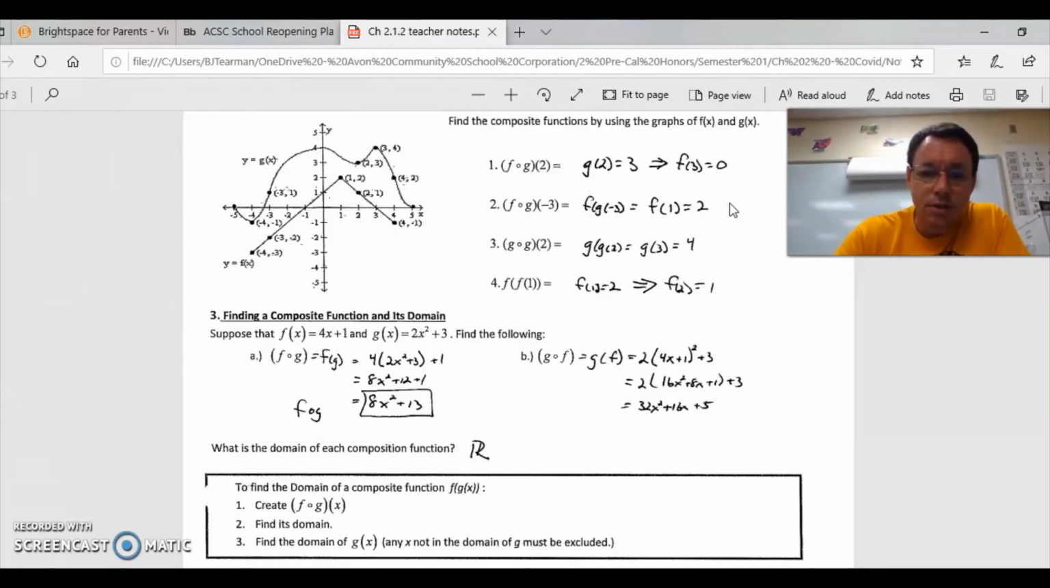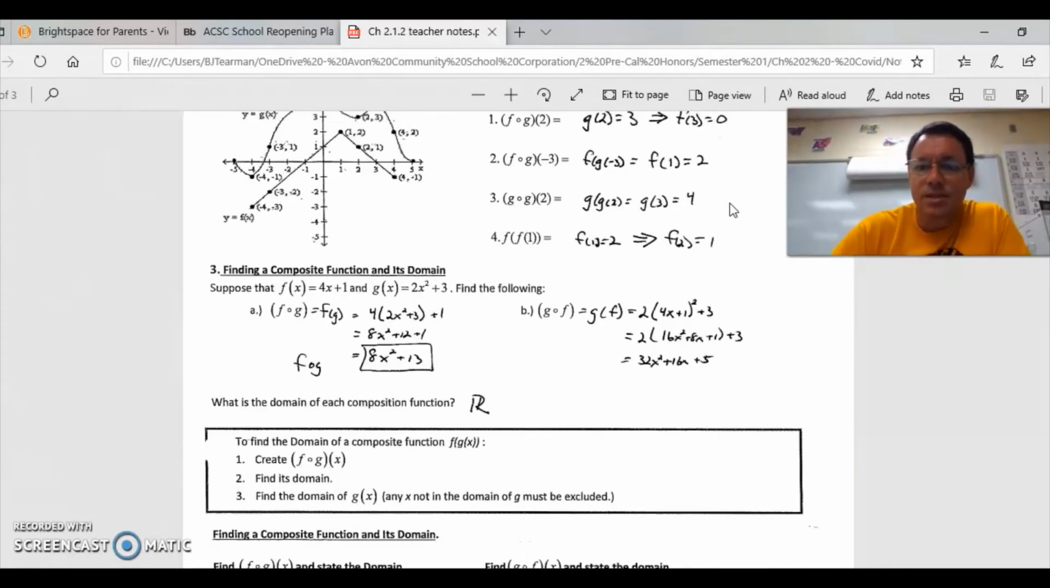Now, you can also create a composite function. Just like you can add two functions together and create a new function called f plus g, you can also create a composite function. So look at the first example. It says find f of g. So this literally means we are going to put this entire expression for function g into function f where that x is. So that's what I did. I simplified, I distributed, I combined like terms, and this is a new function called f of g.